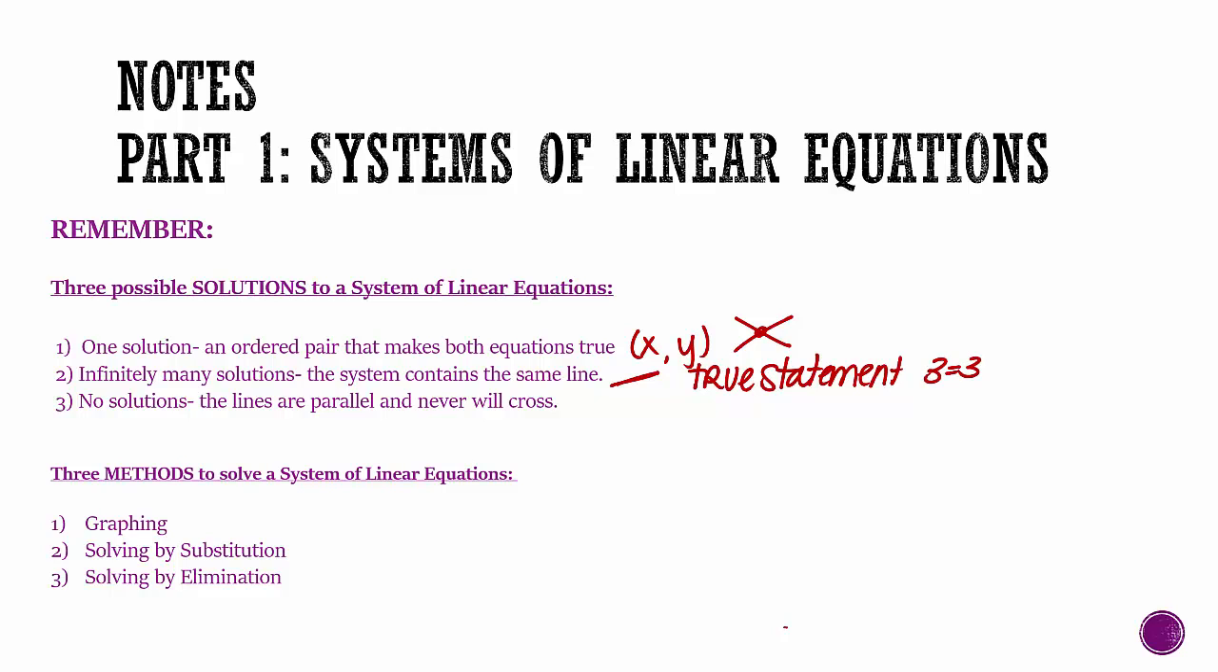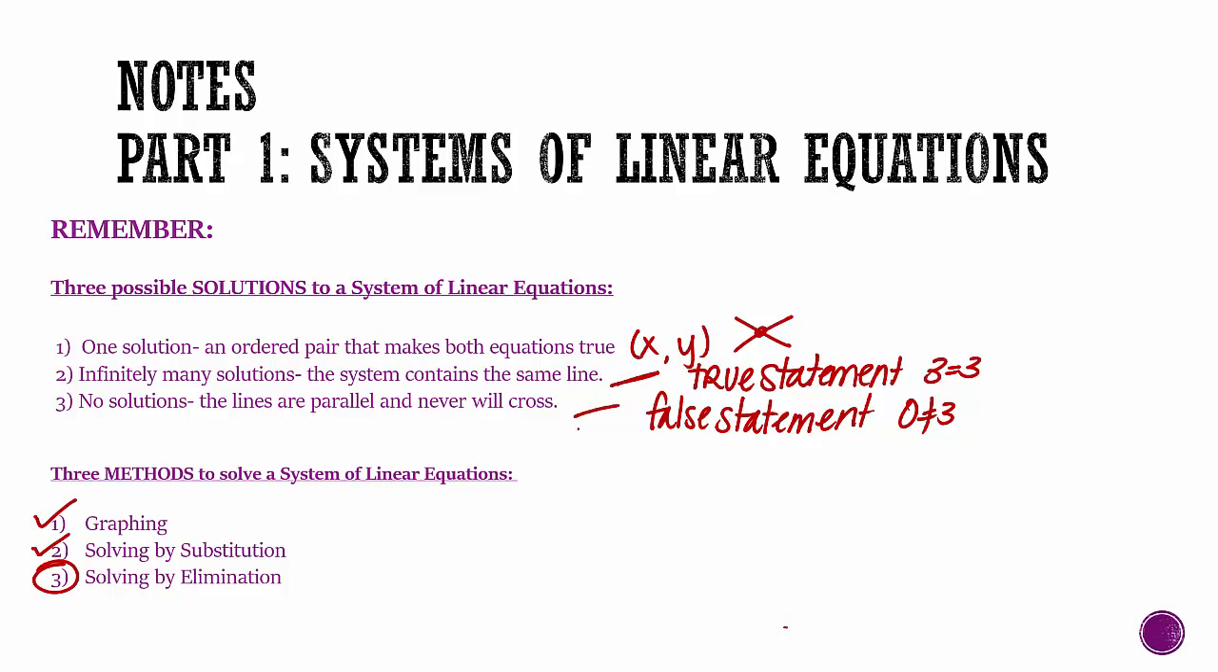And then no solutions, the lines are parallel, they're never going to cross. You're still going to get a false statement for this one, and that would look something like 0 equals 3, so something that doesn't work. There are three methods to solve them. We have done graphing, you should be good with substitution, so moving on to elimination.